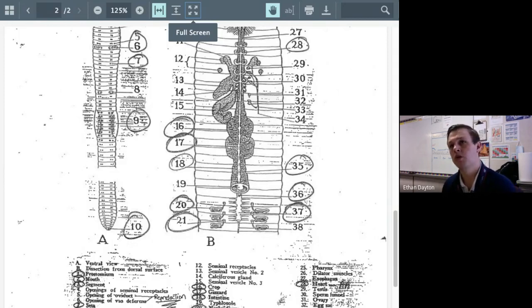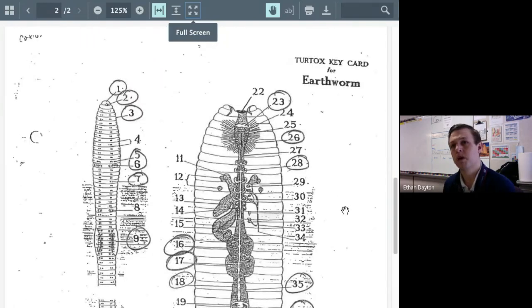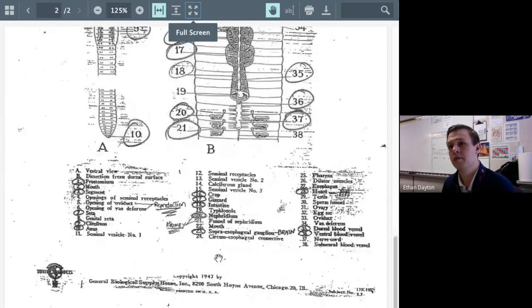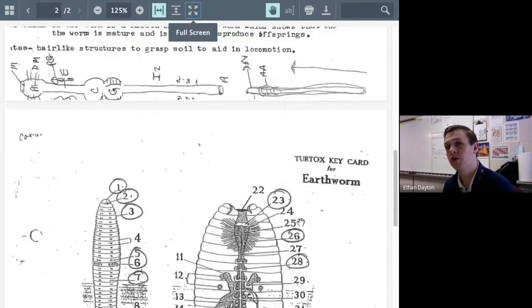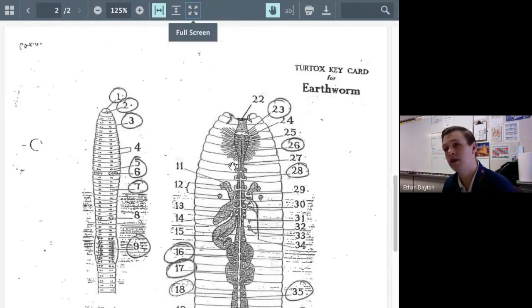We're going to go all the way back up to number 23. 23 is circled. Now it's got a really long name right here. 23, the supraesophageal ganglion. Supra means before or on top or above. And as you can see, the esophagus is down here. It is above the esophagus.